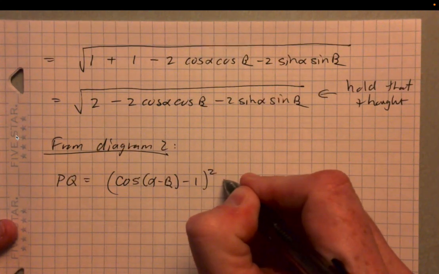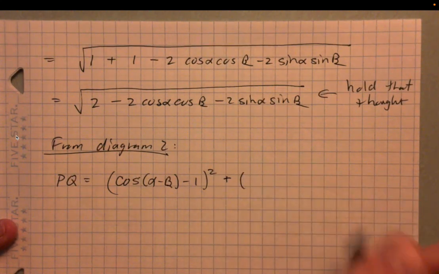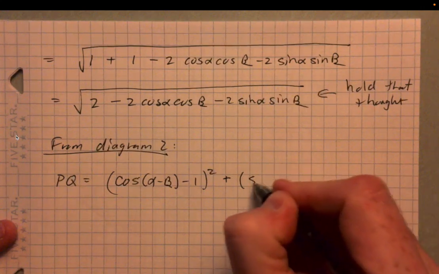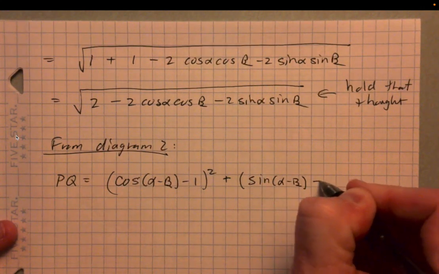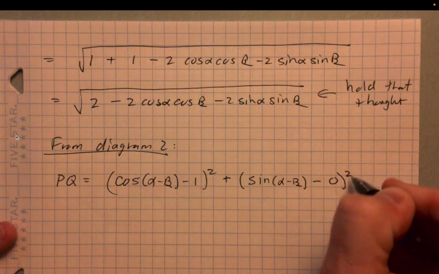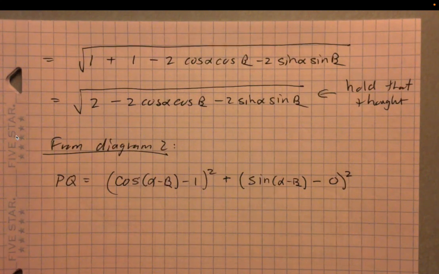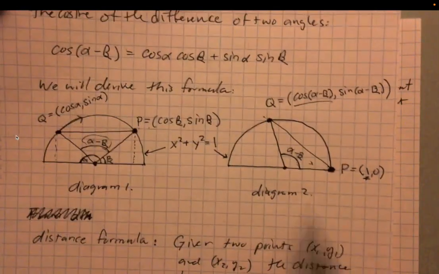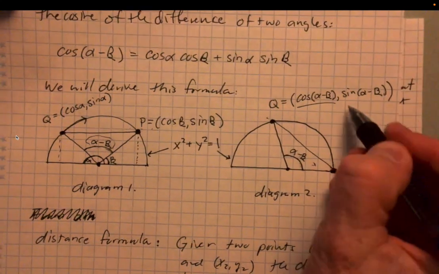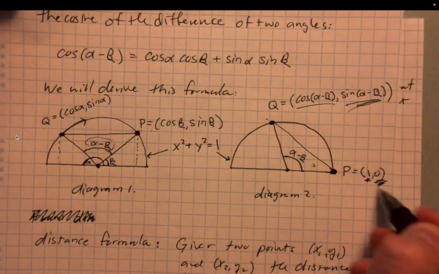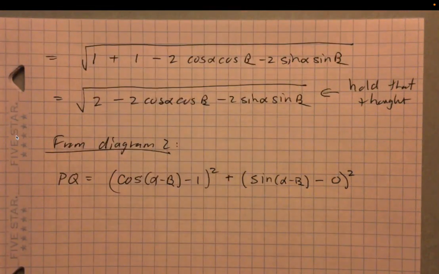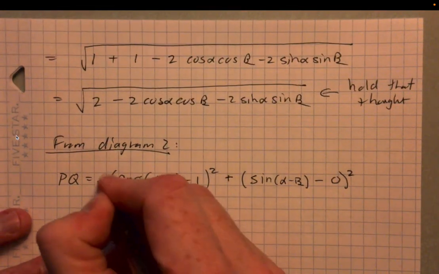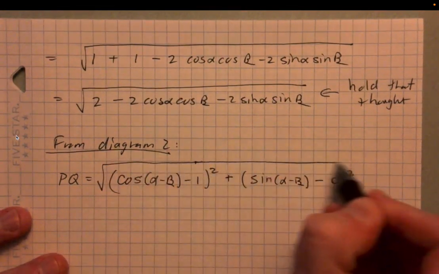And the distance formula says I need to add to that the difference in the y values. And so similarly, the y values are sine of alpha minus beta minus 0 squared. So again, that just comes right off of the triangles. So you've got your y2 here and your y1 there. So sine of alpha minus beta minus 0. And you square it. We want to add those two together and take the square root.